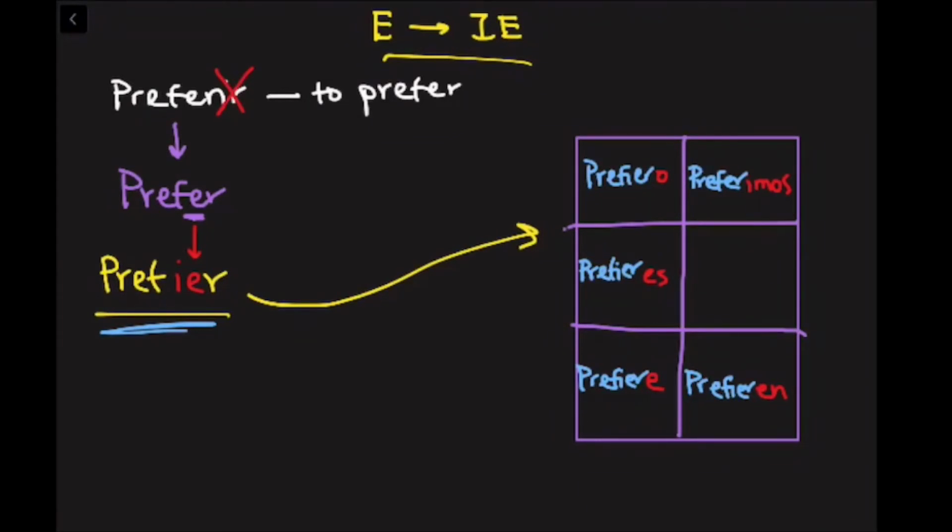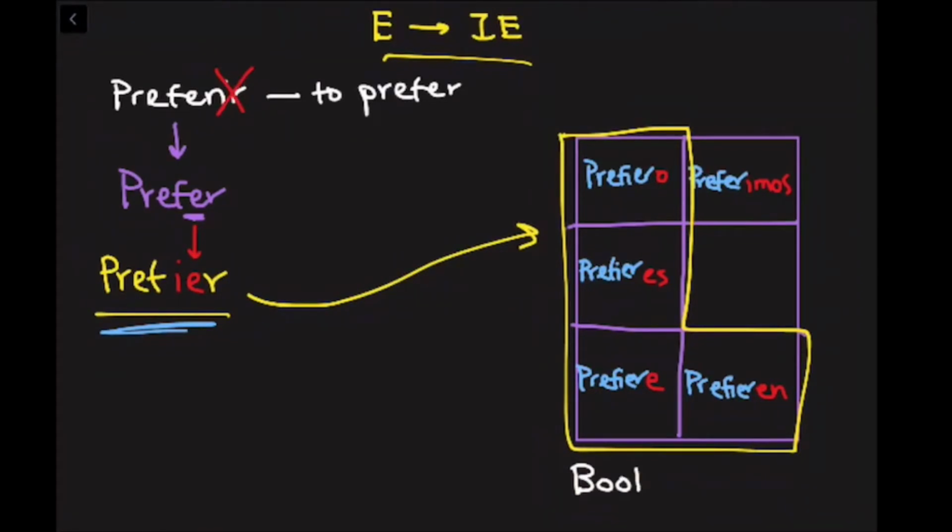Notice how the stem only changes in these boxes. The yo, tú, él, ella, usted, and ellos, ellas, ustedes. When you outline these boxes, you get the shape of a boot, which is why these verbs are also called boot verbs.